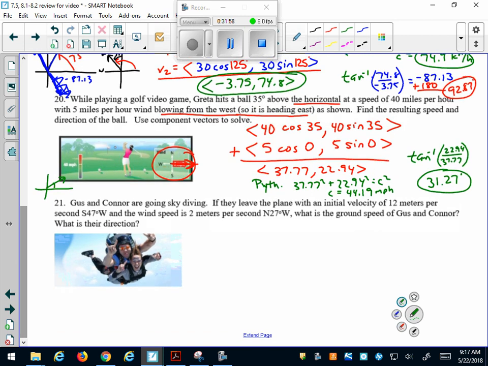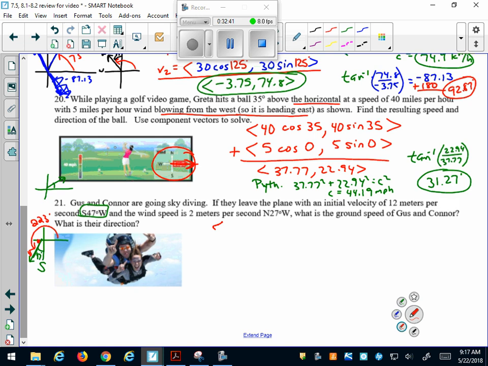Okay? So, Gus and Connor are going skydiving if they leave the plane with initial velocity of 12 meters per second at heading south 47 degrees west. Okay, so we're starting south and we're going 47 degrees west. So this vector is down this way, and from the horizontal, we're going to have to come up with the degree measure all the way to here, right? So if that's 47 degrees, that means this little piece here is 43 degrees. We add that to 180, this turns out to be a total of 223 degrees.